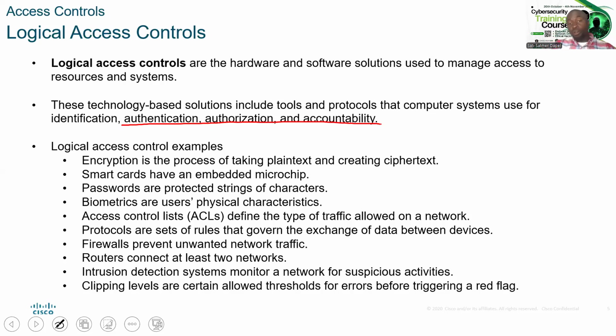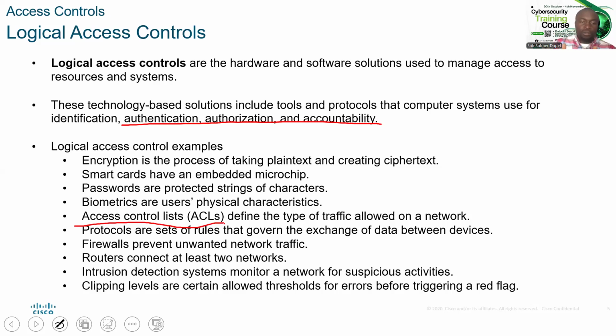Now, examples of this include encryption. Encryption actually means you are converting plain text to encrypted messages, right? Then you have your smart cards that have embedded microchips. You have your passwords and protected string characters. You have your biometrics. You have your access control list. We are going to be talking about access control list. Basically, when we get there, we'll talk about it.